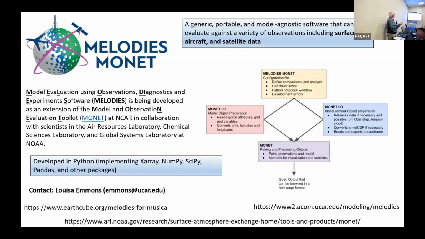It's pretty mature for surface. Its aircraft comparisons are being developed, and satellite data is also being developed. And they're reaching out to people in the community to help support this. So with that, I will close.